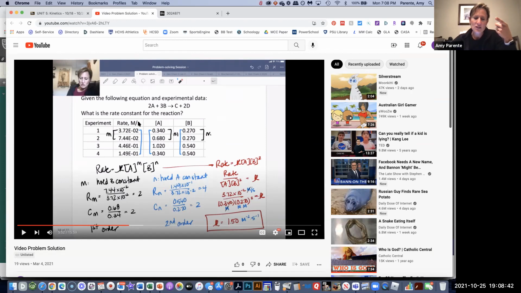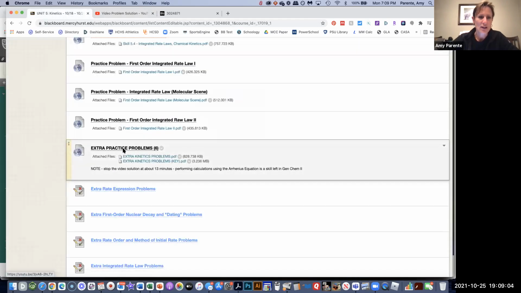There was writing and using rate expressions. There was thinking about nuclear decay processes. I was thinking about writing and using rate laws. There was using the method of initial rates to determine a rate law. And then tonight and today during class, we did more with integrated rate laws. So this piece right here is some extra problems that work through all of those different skills. So you can use this again for practicing things that you'll see on the quiz on Wednesday.